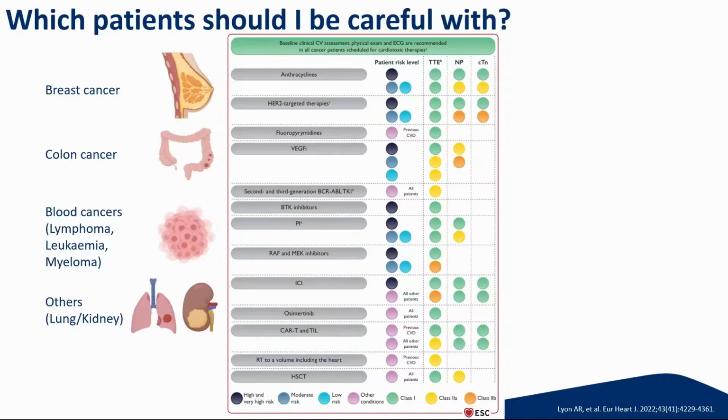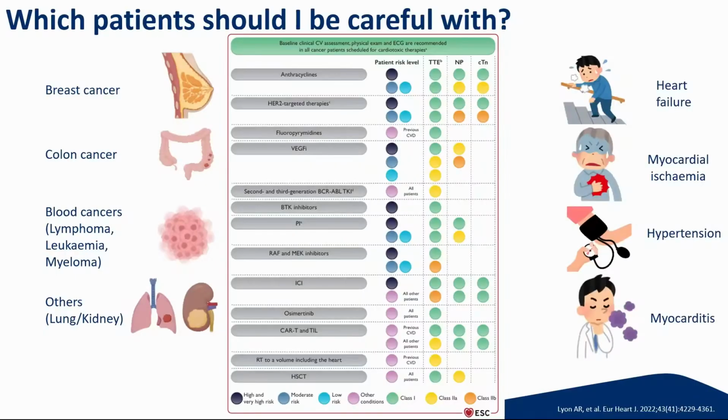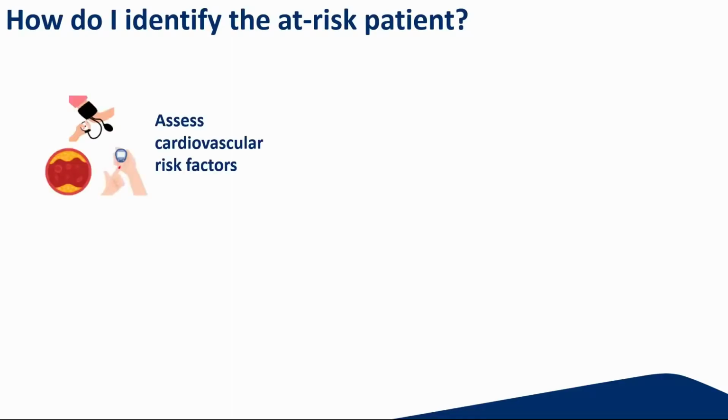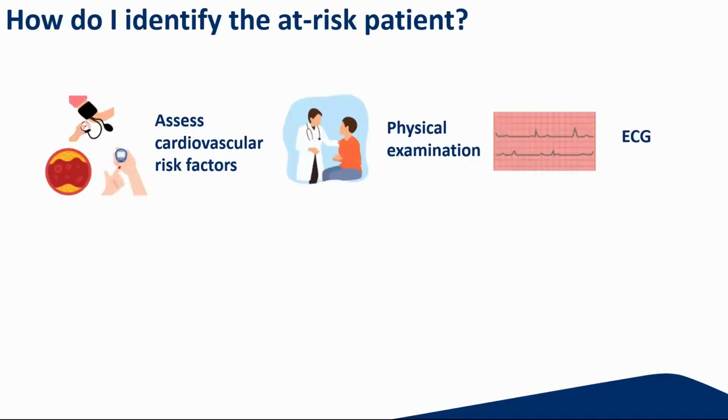If you can't remember the different toxicities, then at least some of these cancers should make you think harder about what kind of therapies they're on. That's important because they can cause heart failure, myocardial infarctions, hypertension, myocarditis, and various other effects. So how do you identify the at-risk patient? It's really about basics first. You assess the cardiovascular risk factors, you do an examination, and you do a baseline ECG.